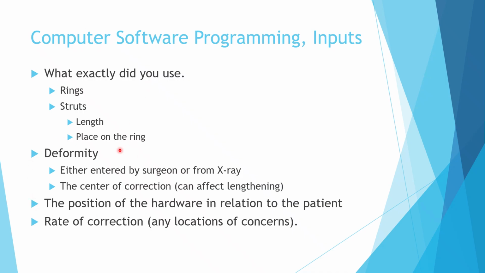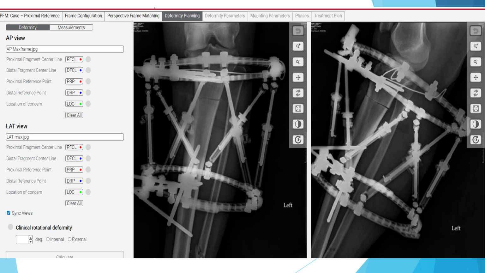The relationship of the hardware to the patient and the deformity is basically the most important part, and the part that using the X-ray now and perspective frame matching makes it much easier. The objective of this lecture is basically to show the deformity, how you input the deformity, and how you tell the computer about the deformity, and we're going to go through this in lots of detail. Now let's start talking about the deformity planning. That's the main goal of this lecture.